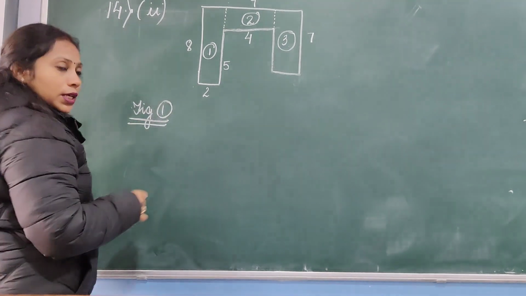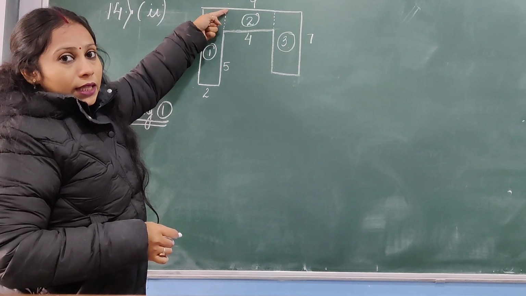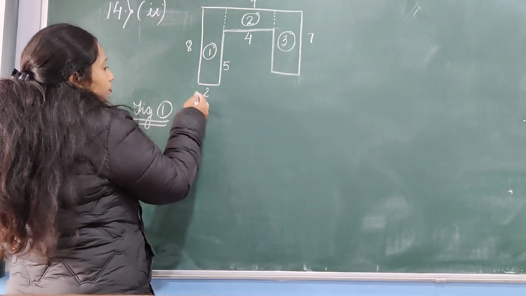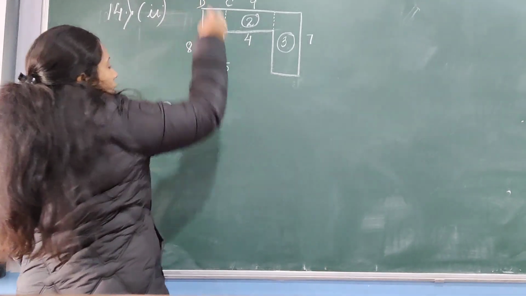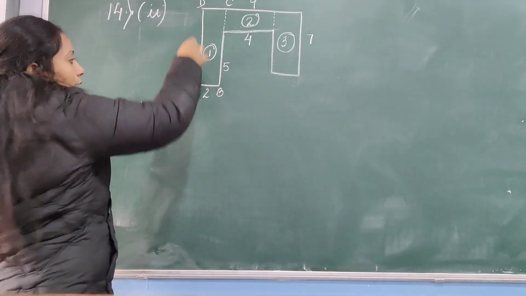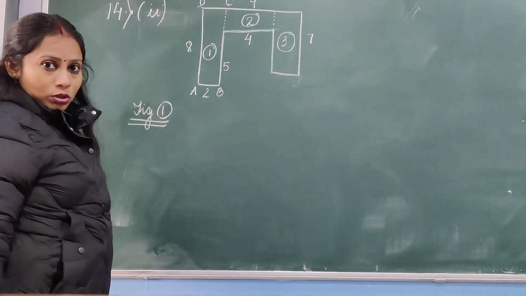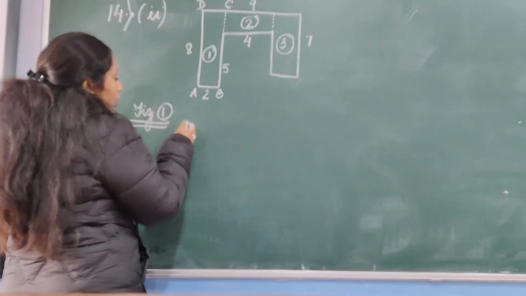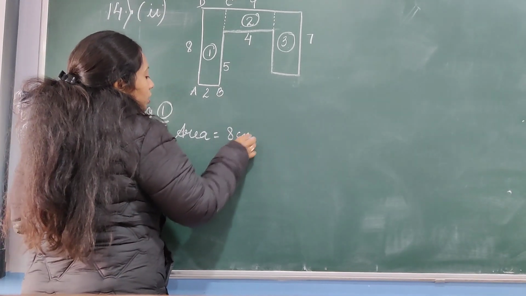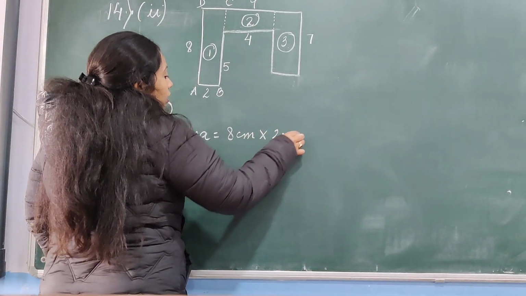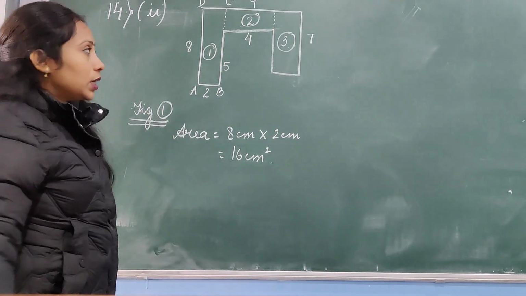Figure 1. What is the area? Here you see it is a rectangle now. What will be the length and breadth? If you name it as A, B, C, D, the length is 8, isn't it? And what is the breadth? 2 centimeters. So the area of figure 1 will be 8 centimeter into 2 centimeter, that is 16 centimeter square. I hope it is clear.